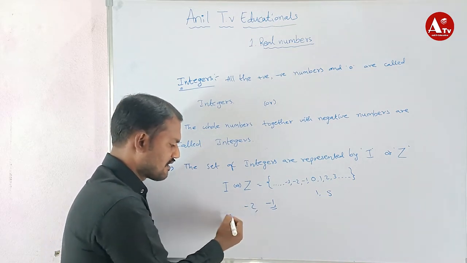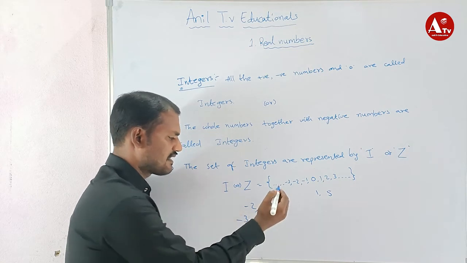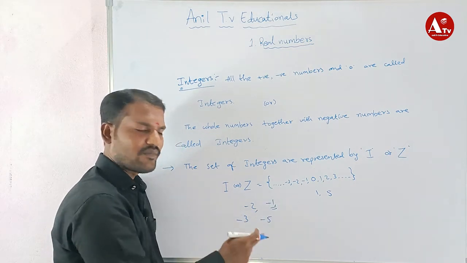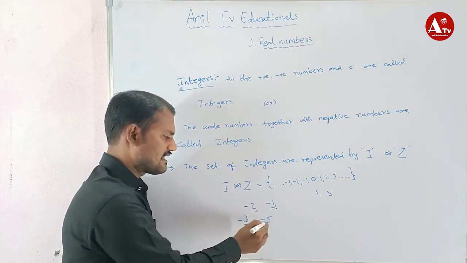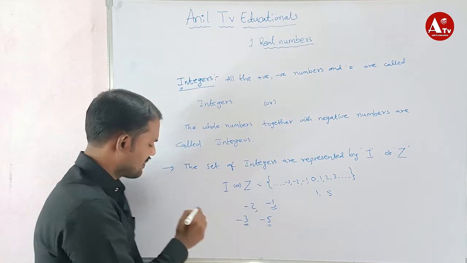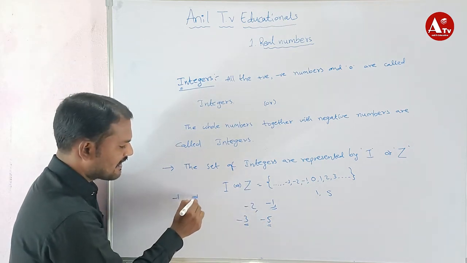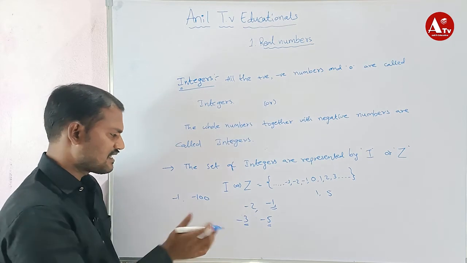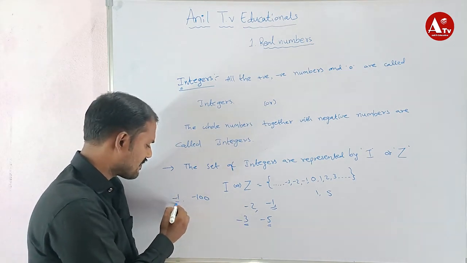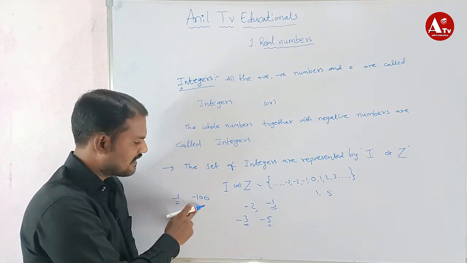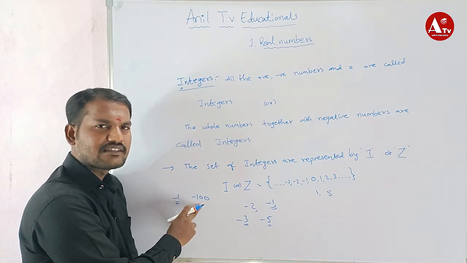Next, look: -3 and -5, in this which is larger? -3 is larger than -5. See, -1 and -100, which is larger, which is smaller? -1 is larger than -100.